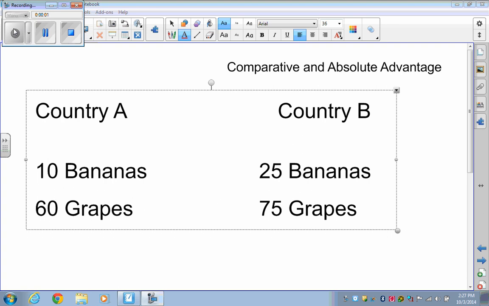Okay, guys, here's the second part of the review, and it's going to be on comparative and absolute advantage.